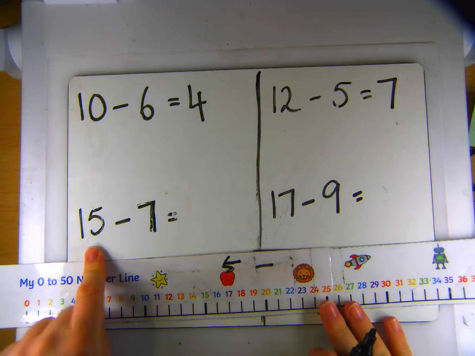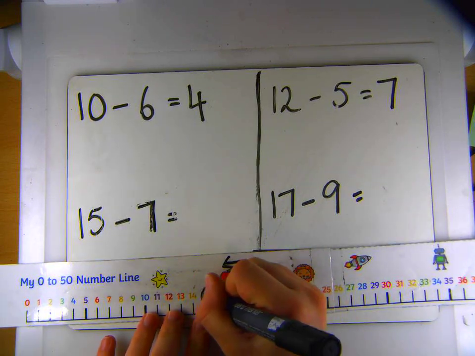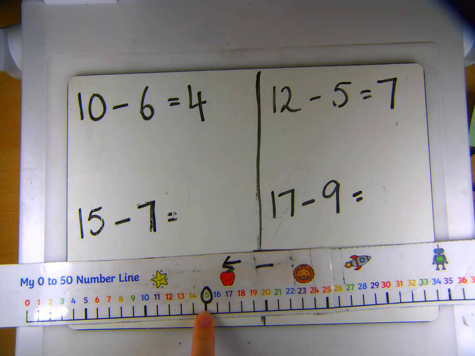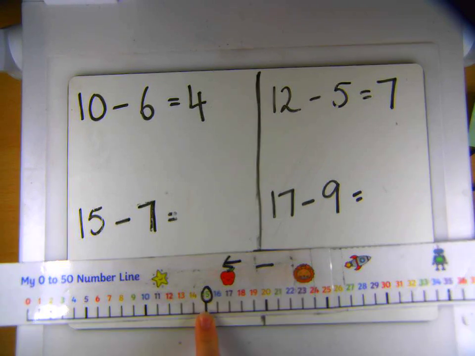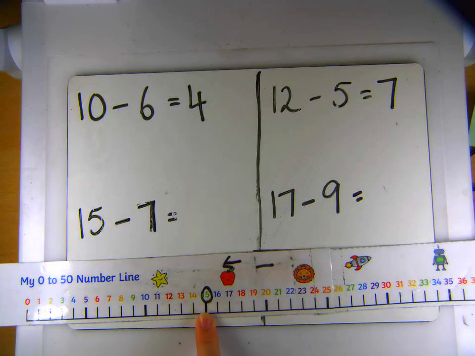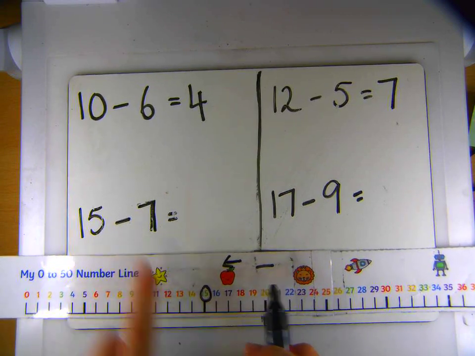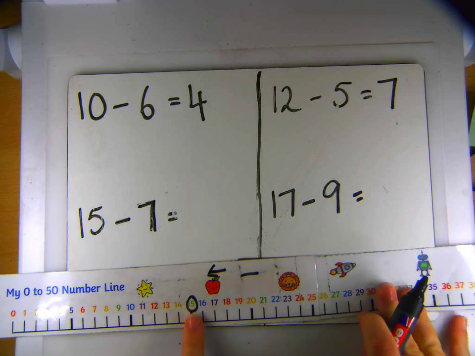So our first number here is 15. I'm going to put a marker there so that I remember where my 15 is. And I'm going to take away 7. So a little bit like what we did with the cubes. We're going to take away 7 from 15 and we'll move this way and we're going to do it 7 times. So each time you land on a new number, you're going to count 1 jump until you've done 7 jumps. So let's do it together.